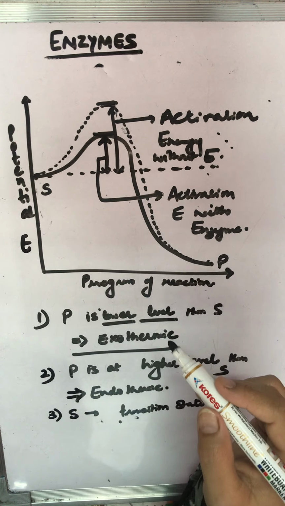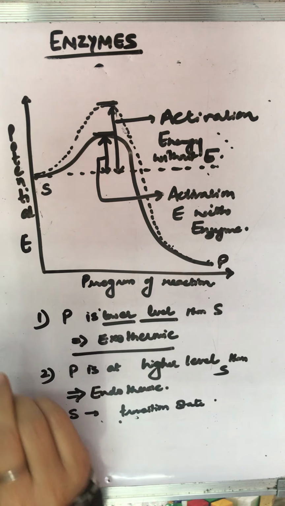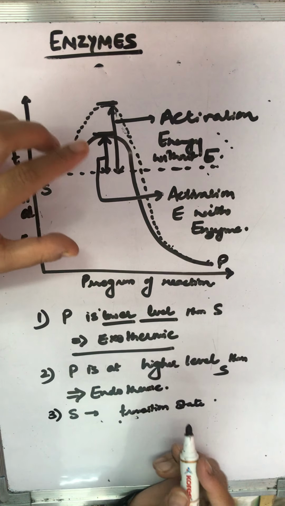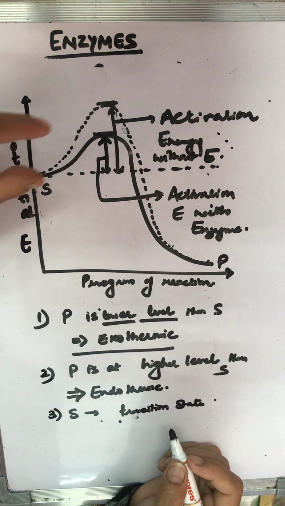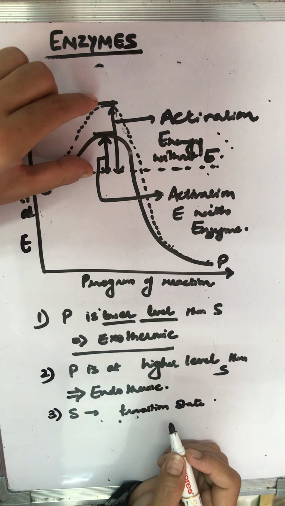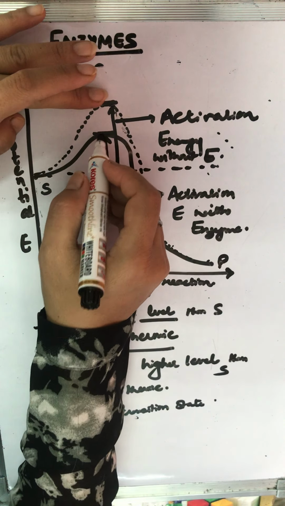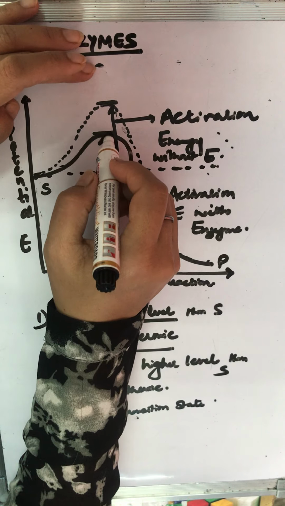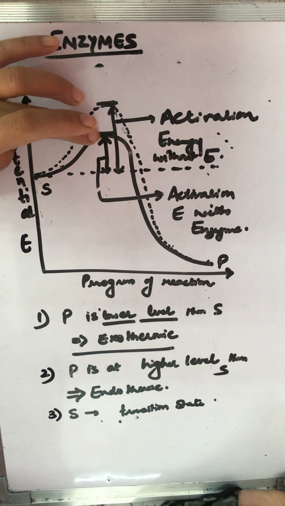The difference in the average energy content between the S and the transition state is called the activation energy. This is the transition state achieved, and we have lowered the transition state by using the activation energy. We have brought the transition state here.